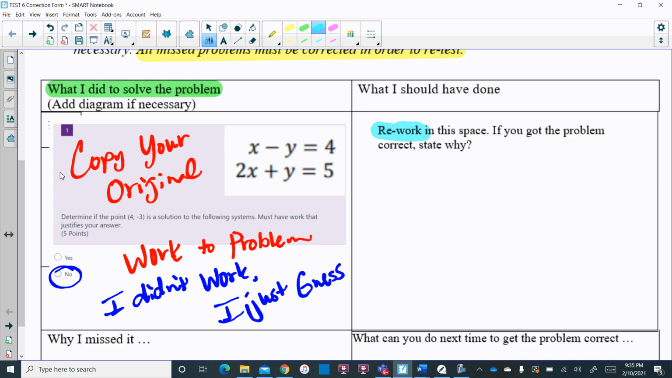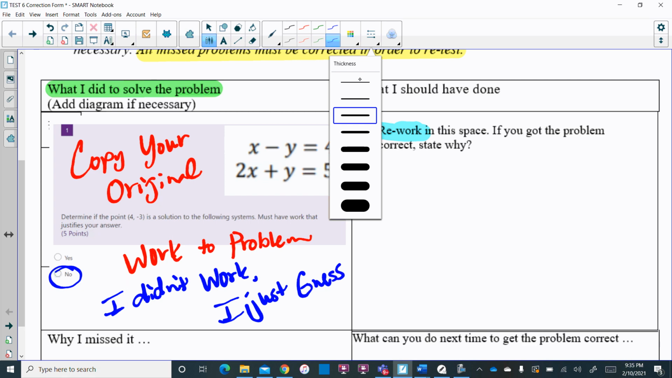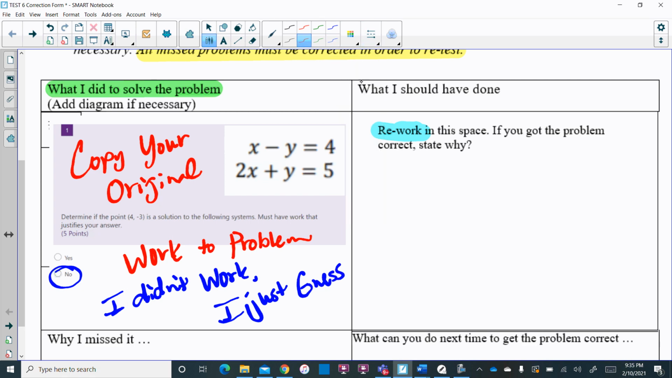On this problem, I want you to determine if this point is a solution. So if you have the point (4, -3), first of all, is (4, -3) a solution? Well, in order to determine, you have to plug it in. To me, that's the fast way.